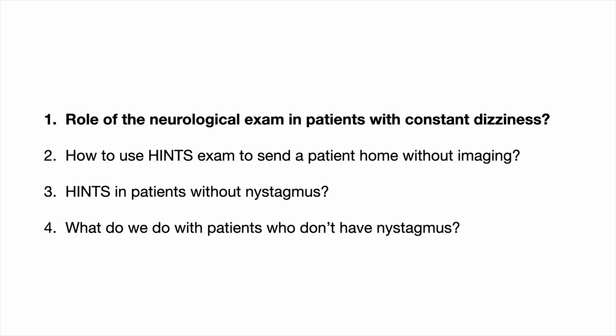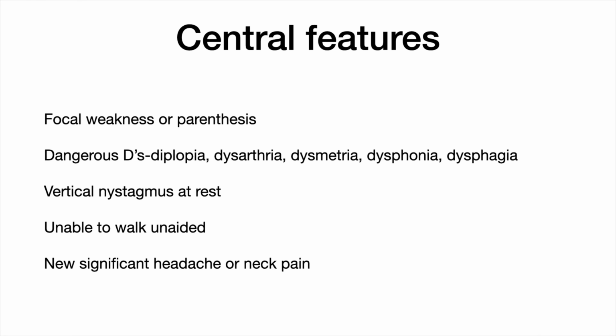So what's the role of looking for neurologic findings in patients with dizziness? Patients with constant, persistent dizziness are certainly at risk for having a stroke, although benign causes are more common. And in patients where you're worried about missing a stroke, you should ask about stroke signs and symptoms. I call these the central features: focal weakness or paresthesias, and the posterior circulation stroke symptoms, the so-called dangerous Ds: diplopia, dysarthria, dysmetria, dysphonia, dysphagia.